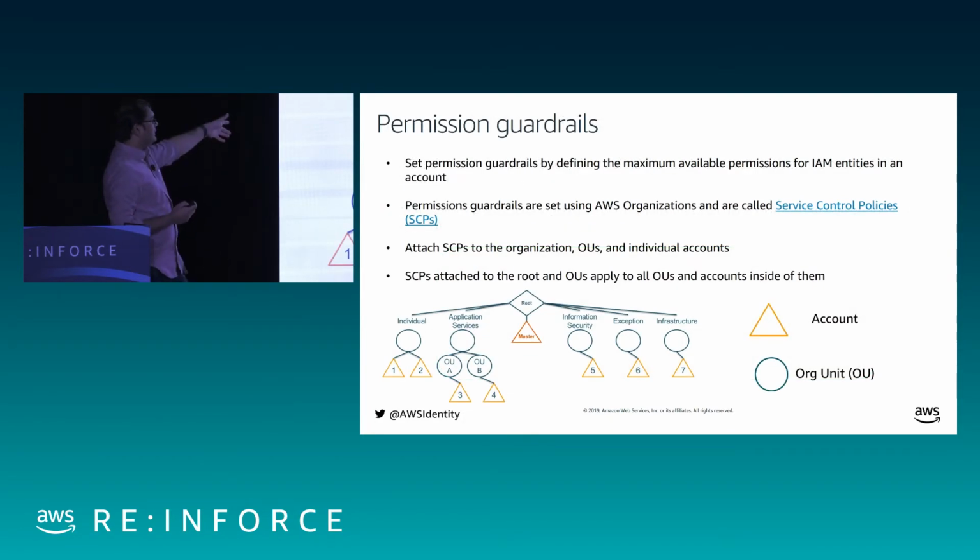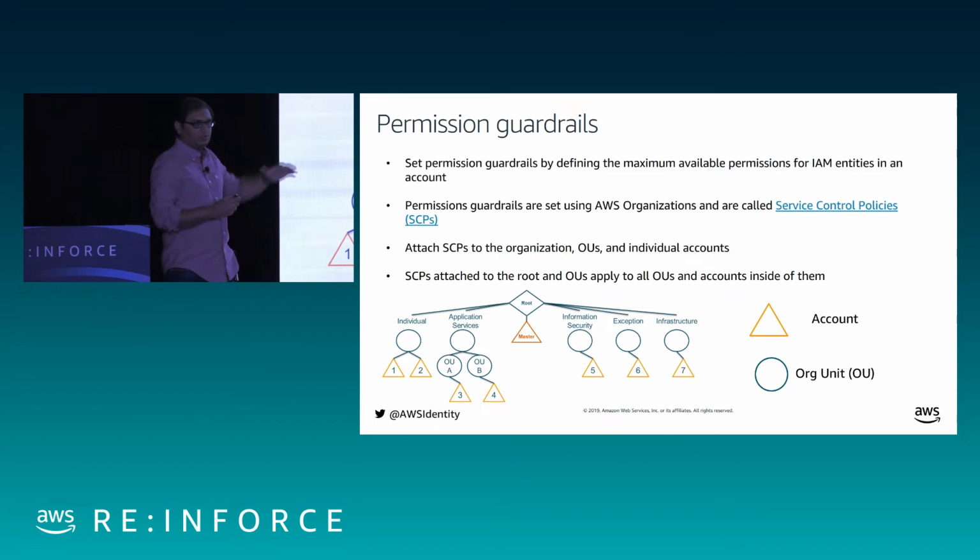So another thing, when you attach an SCP to a part of a node, the policies or the permissions that you have within that SCP actually trickle down to the entire tree that's below it. So it basically gets inherited through the tree hierarchy.